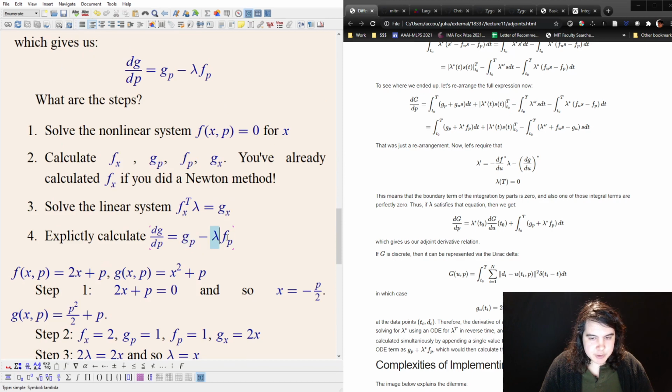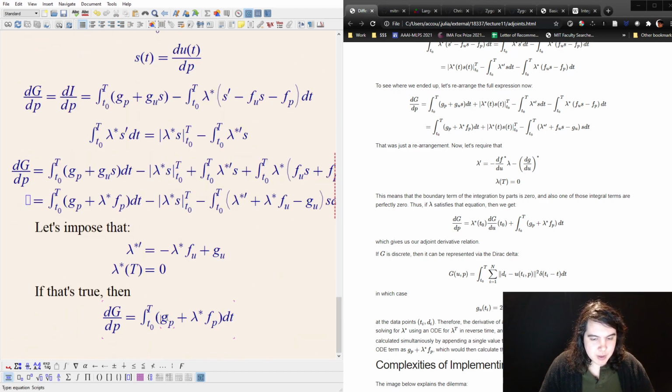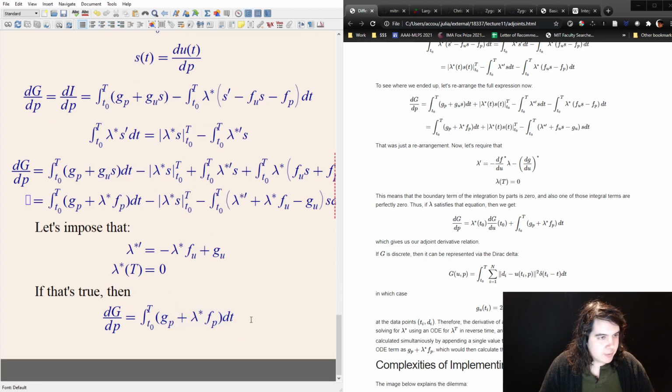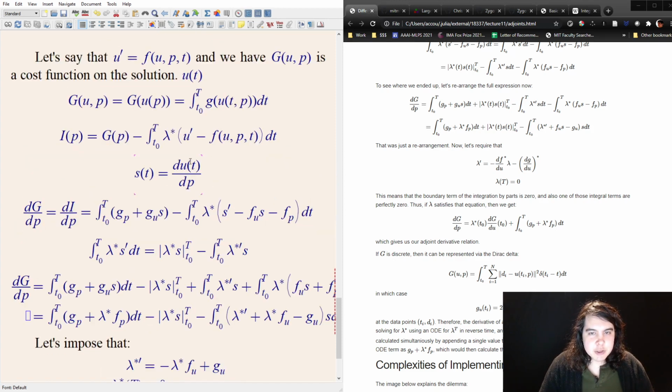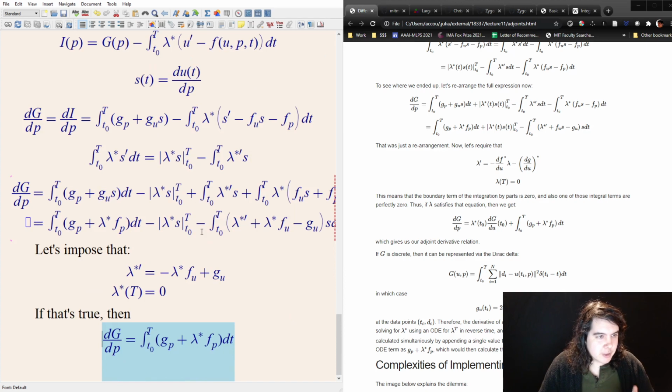G sub p minus lambda f sub p, right? I defined lambda in a way that was not transpose, but if you put transpose here, they're exactly the same thing. So okay, that's a little funny. It's actually not that funny at all because the solution to an ODE is itself a solution to a nonlinear system defined by an integral. But that's a detail.